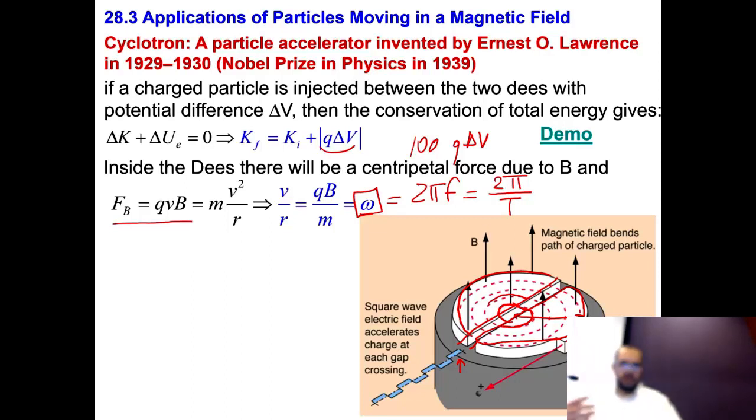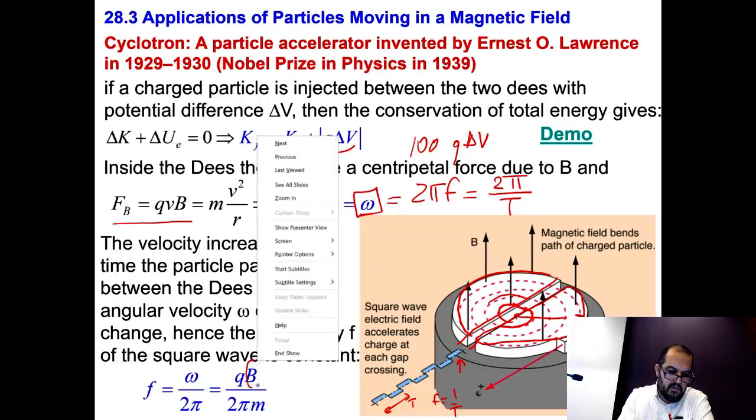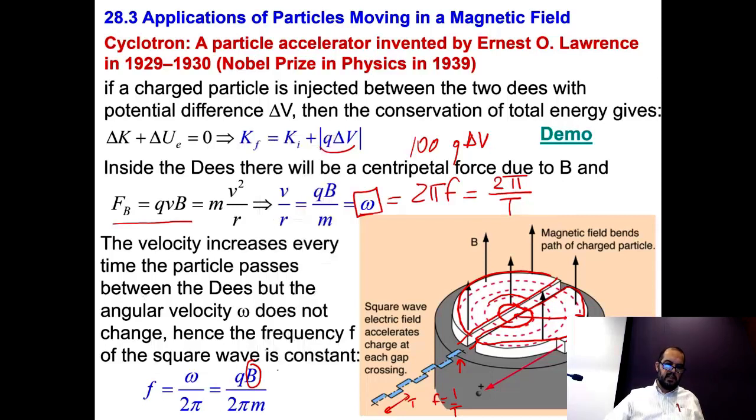That's another invention. The velocity increases every time the particle passes between the Ds, but the angular velocity omega does not change. That's important. Hence the frequency of the square wave. This is the frequency here, with a period of one cycle, and the frequency is equal to 1 over the period. So it's equal to omega over 2 pi, which is QB over 2 pi m. So you can see it only depends on the strength of the magnetic field, because Q over M is constant, hopefully, if the particle does not reach relativistic speeds.